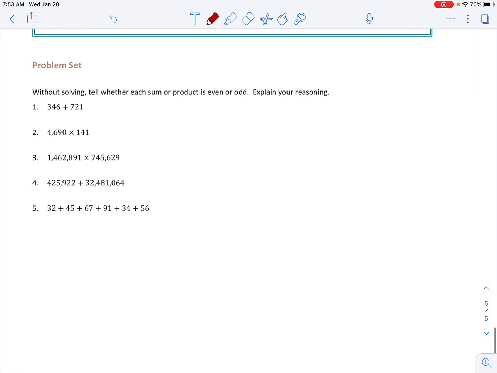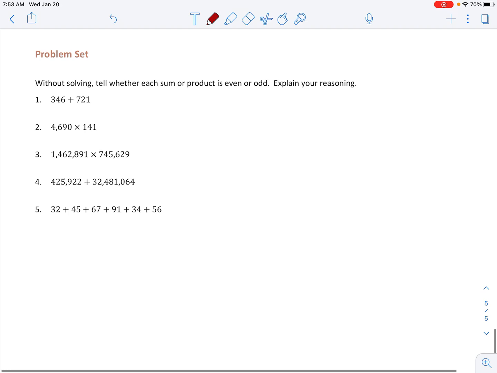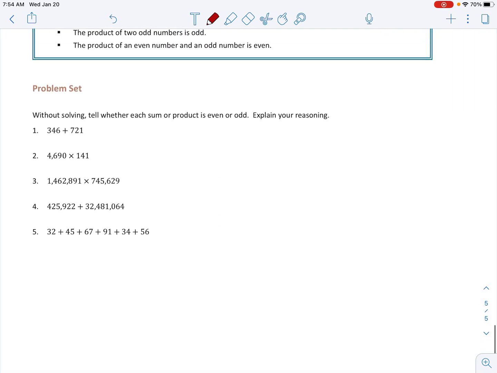Your problem set's going to look just like this. Okay, you are not solving. It says without solving, tell whether each sum or product is odd. You are just telling me whether each answer is going to be odd or even. So you are not going to be solving these problems. You're just telling me whether the answer is going to be odd or even from the rules that we learned.